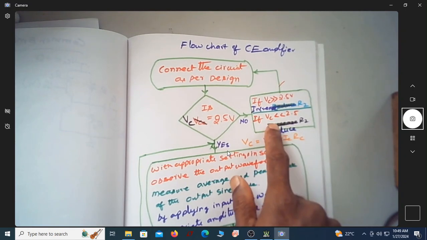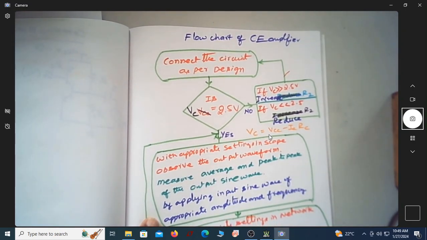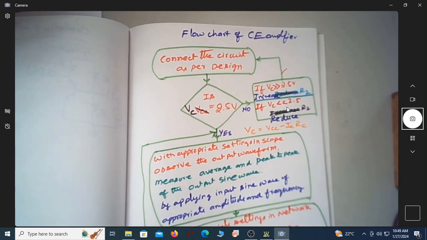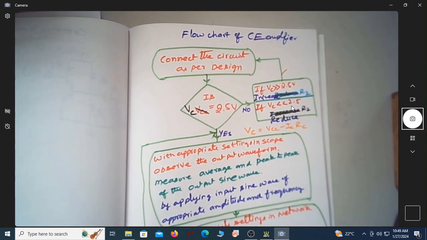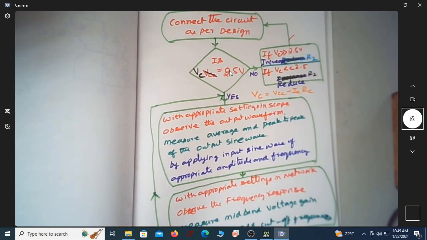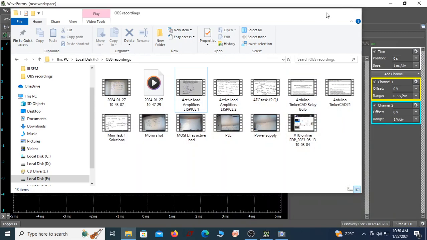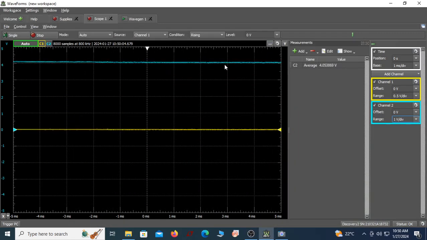Of course, the reason for this we'll get in another video. If VC is too much, I should increase the value of IC. That can be done by increasing the value of R2, so that this comes to 2.5, and it is vice versa if VC is very less. After you make that equal to 2.5, you're supposed to apply an appropriate input. Now we will do this practically. I have an Analog Discovery, and I have connected it.